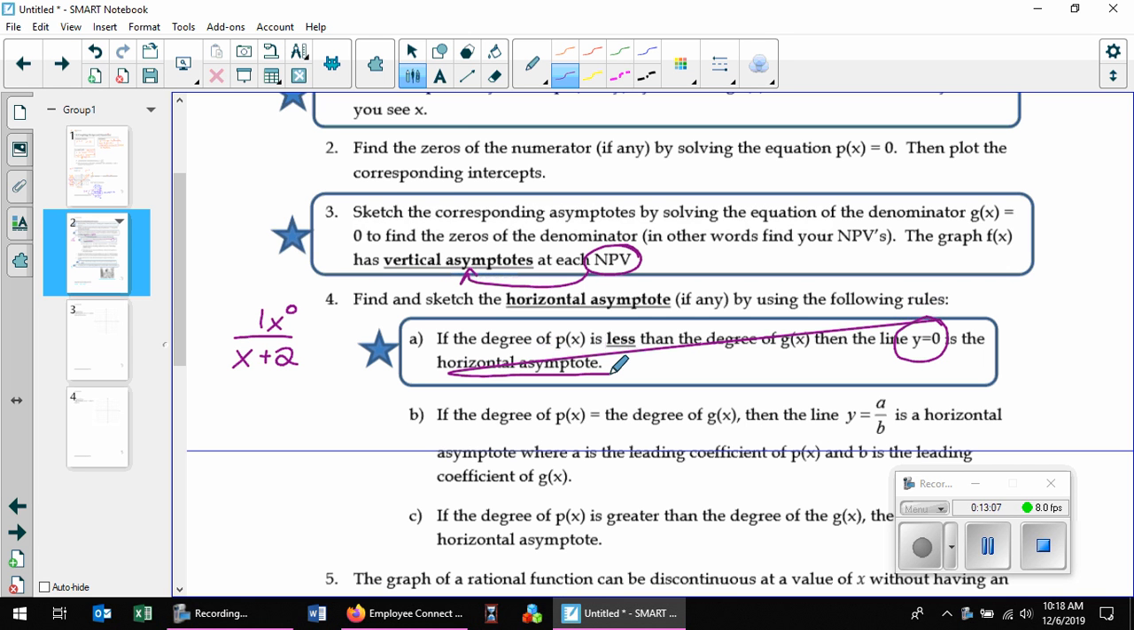Don't cross out the horizontal asymptote. And this is going to be the case for grade 11. When we put letters on the numerator in grade 12, all of a sudden you've got to memorize these 3 rules. Okay, but that's our next year problem. That's not a big problem.